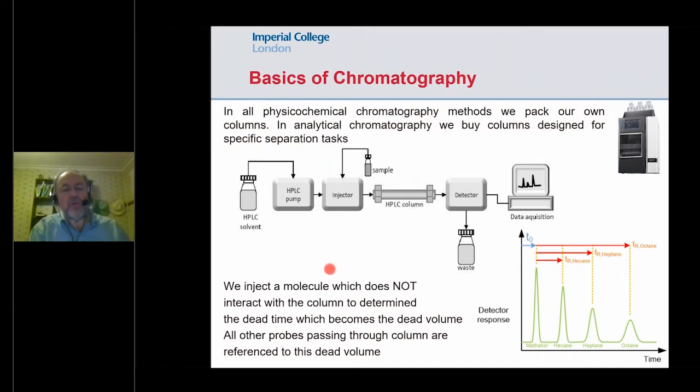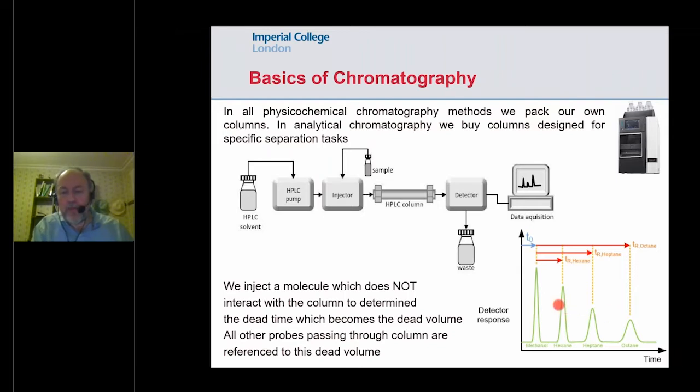So when we inject a molecule which does not interact with the column, that allows us to determine the dead volume of the system. And we need to know that. So typically, if we're using liquid chromatography, we might inject a solvent molecule, which will sweep through the column. It will not interact with the stationary phase. And that will allow us to measure a dead time. And that dead time, once we multiply it by the flow rate of the liquid phase, will give us a dead volume. And from there, we're then going to elute other probe molecules, typically one at a time.